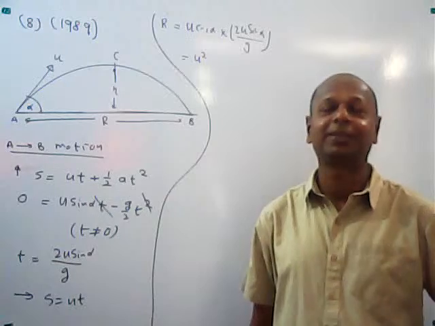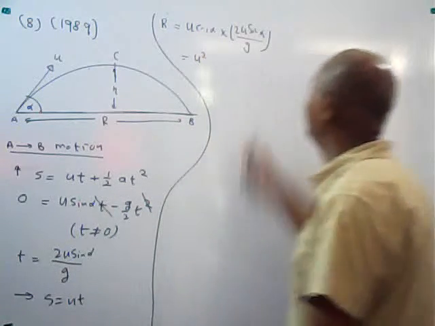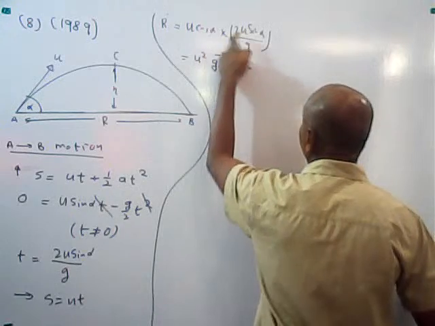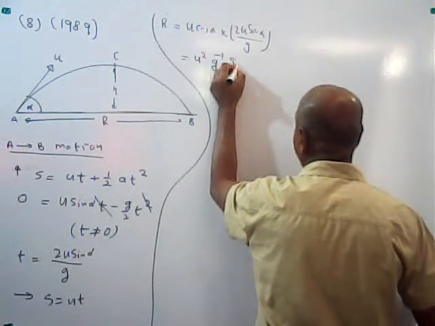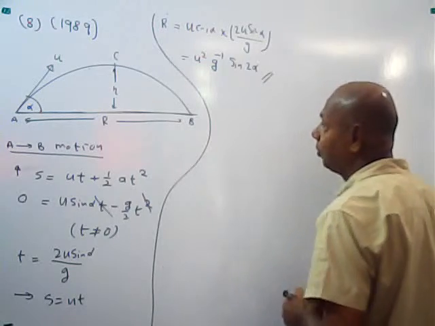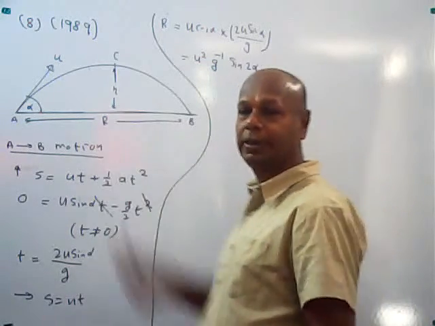Right? Maybe they are trying to test that. So instead of 1 over g, we write g to the power minus 1, and 2 sin alpha cos alpha. That will be equal to sin 2 alpha. This is the answer for R, the horizontal range.